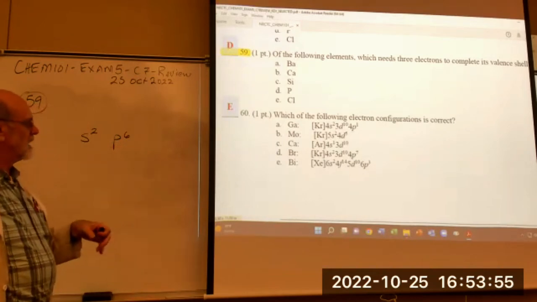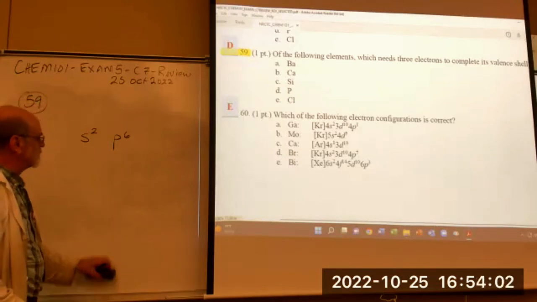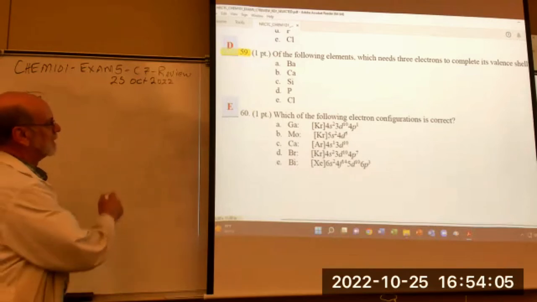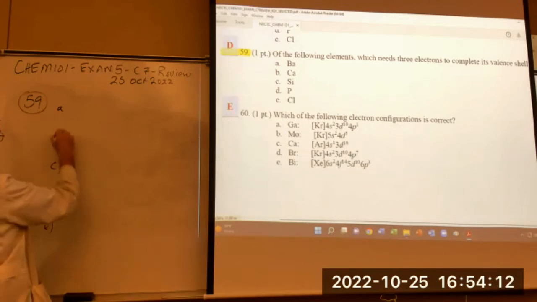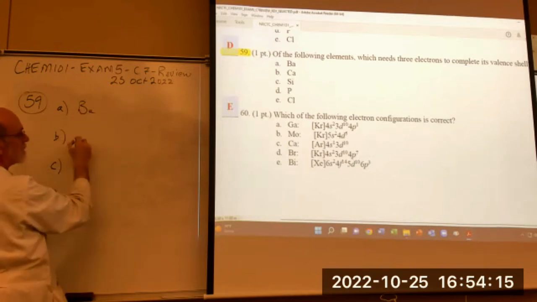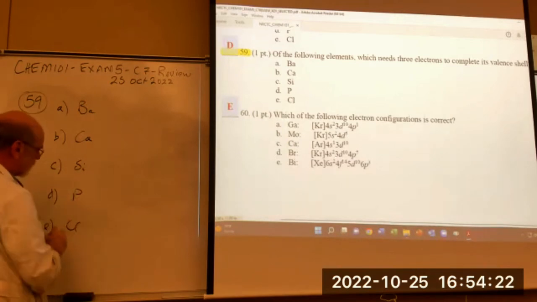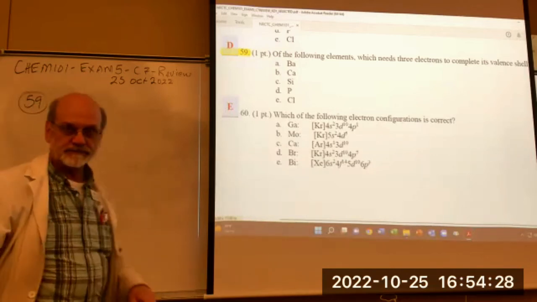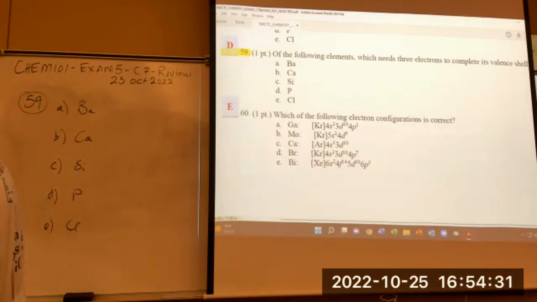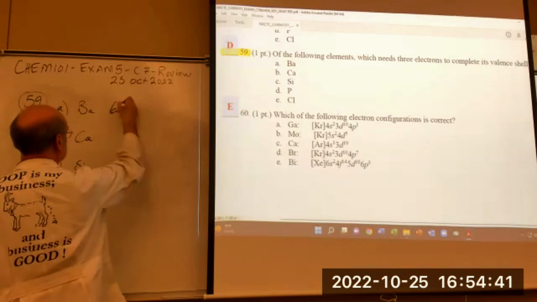So let's look at each one. That might be a little too difficult to follow. So let's look at the possibilities. A, B, C, D, and E. I've got barium, calcium, silicon, phosphorus, and chlorine. All right, what do their valence shells look like? Barium is 6s with two electrons in.